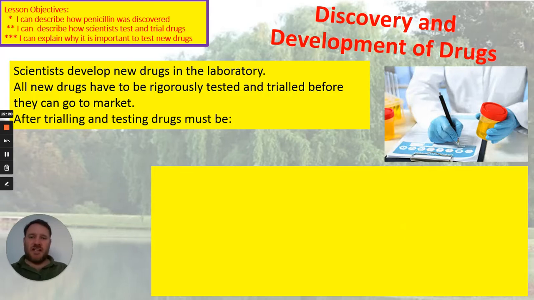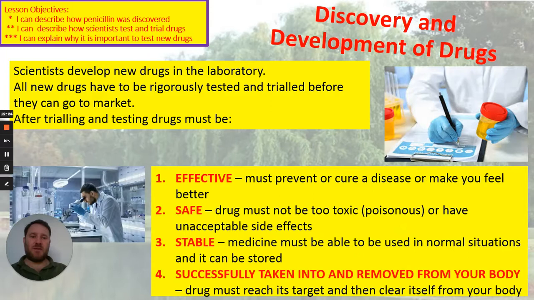And after trialling and testing, drugs have to be these 4 things. They have to be effective, so they've got to prevent or cure a disease so that it can make you feel better. They've got to be safe, so they can't be toxic. Toxic is just another word for poisonous. You don't want it to be poisonous inside you or have any side effects that are not good, so it has to be safe.